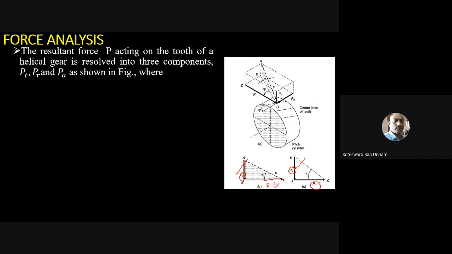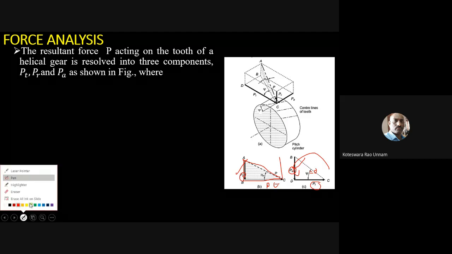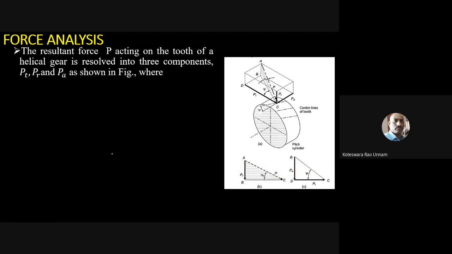So this is the triangle you get in the case of a spur gear. You don't have this one. The psi is equal to 0 here, so you don't have this triangle, and PA is 0. In the case of a helical gear you have a PA also. If you want to derive the expressions, of course derivation is not important. We'll just see what the expressions for PT, PR and PA are.